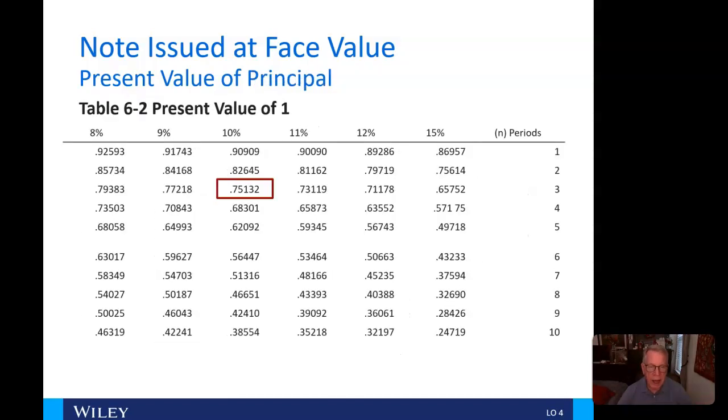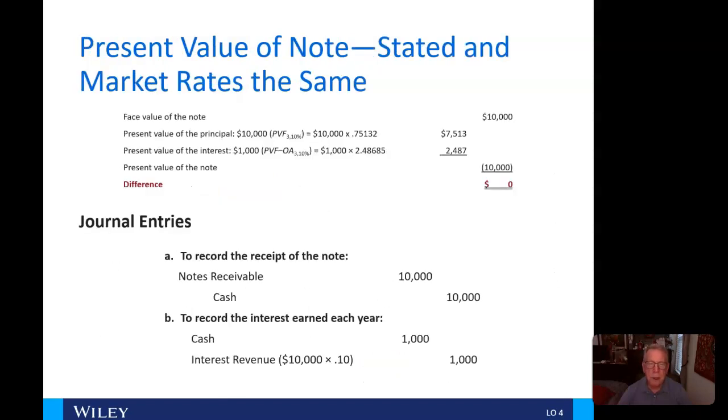Okay, interestingly enough, by the way, if I take that 2,487 and add it to 7,513, I think you're going to find that comes out to $10,000. In fact, that's just exactly what this shows. Here's the face value of the note, the present value of the principal, the present value of the interest, the 3 payments, and we're going to subtract that. There's no difference in this case.